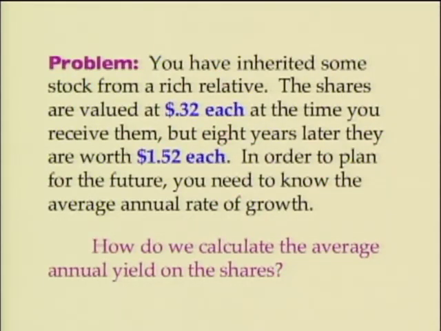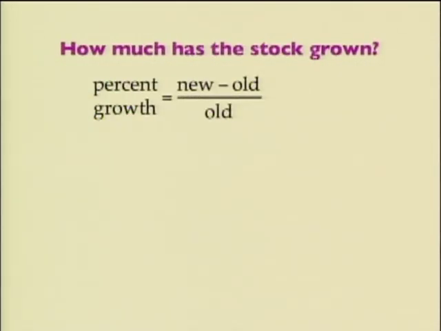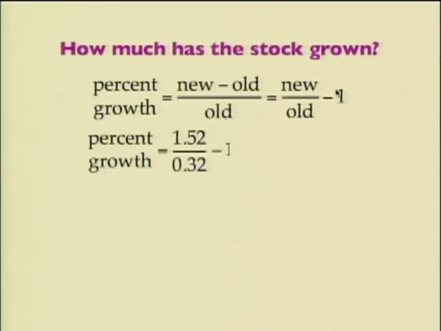So the question is, how do you calculate the average rate of change, the average rate of growth of these shares? So we could just simply do a calculation and divide by 8. I mean, the percent growth is where you take the difference in the new and the old and then you divide by the old. That's percentage growth up or down. And really you can think of that as new divided by old and then just subtract the 100%. So in this situation, here's the new price, there's the old price, and then you subtract the 1 after you're done dividing. That gives you 3.75, which means the stock has grown a total of 375%.